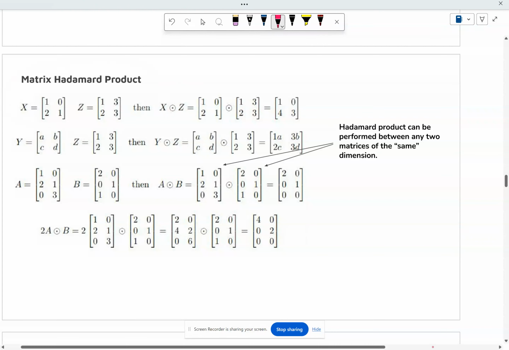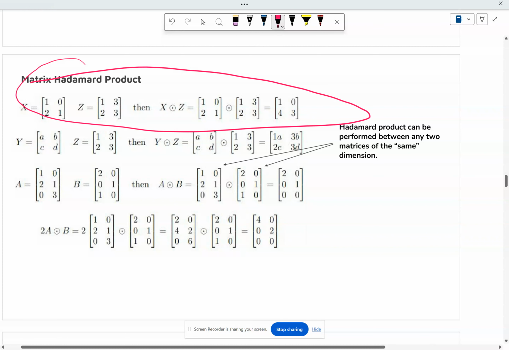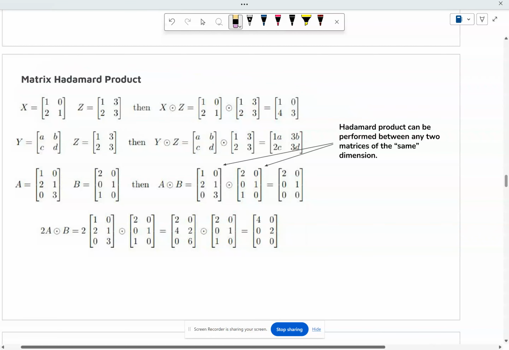So for example, here's x and z. We want to do a Hadamard product. Remember, this is the symbol for the Hadamard product. Well, the Hadamard product was the one where you match up the elements and multiply them together. So over here, you match them up and multiply them together. 1 times 1 is 1, 0 times 3 is 0, right? 2 times 2 is 4. The Hadamard product is really simple for either matrix multiplication or vector multiplication.